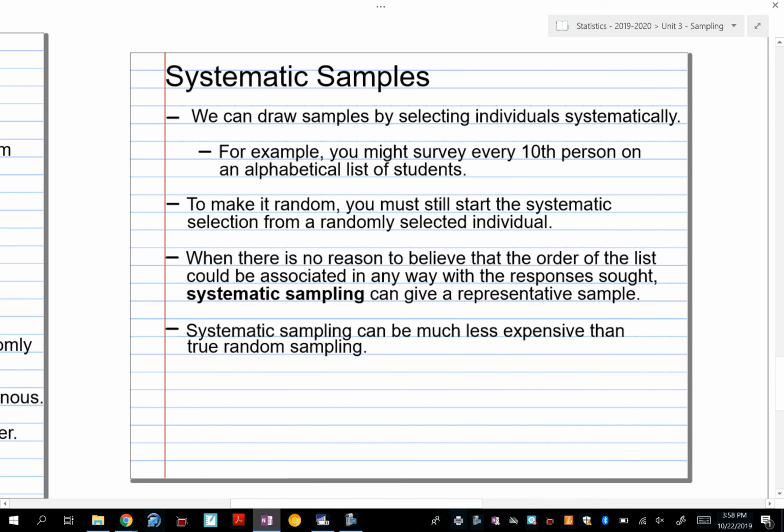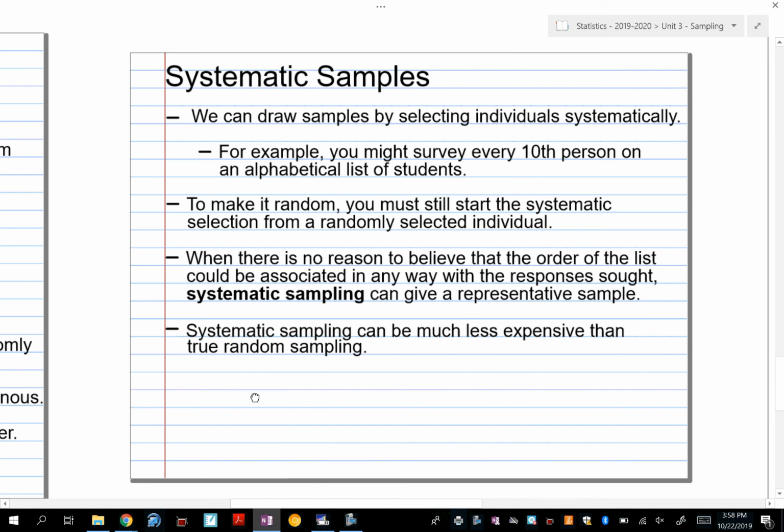The key thing here is that you have to start with someone, and so you randomly pick the person to start with. So if I did a systematic sampling by going in order like this, I still have to pick randomly to start with Diego. Now you go every 4th person.